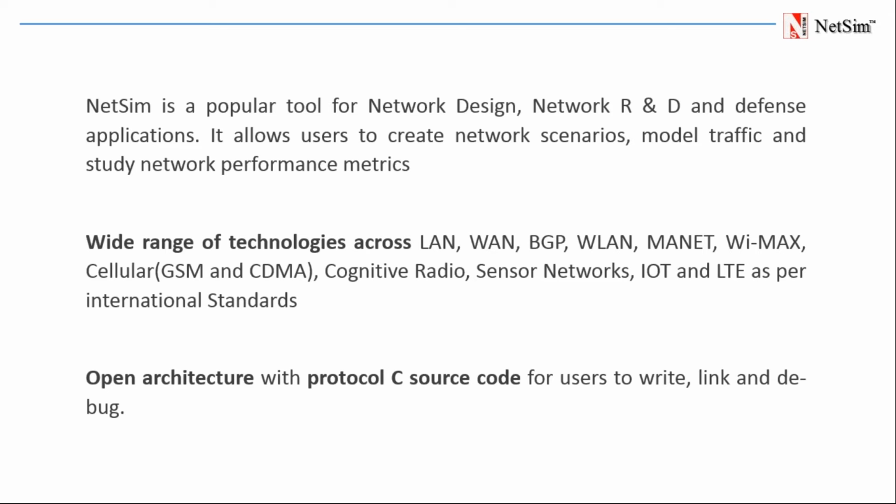NetSim comes with 2 versions. One is academic and one is research, that is the standard version. In the academic version, you can design your network through the GUI, but in the standard version, users are provided with C source code of the network protocols, which are implemented based on IEEE and IETF standards. The purpose of giving this code is to enable users to edit the standard protocol according to their own implementation, and then they can link it with NetSim and analyze the performance of their newly designed protocol.